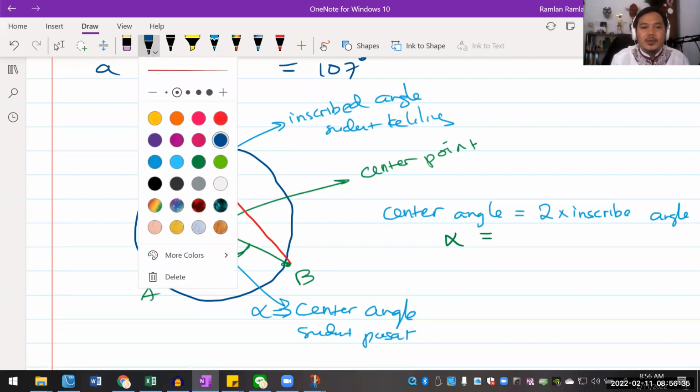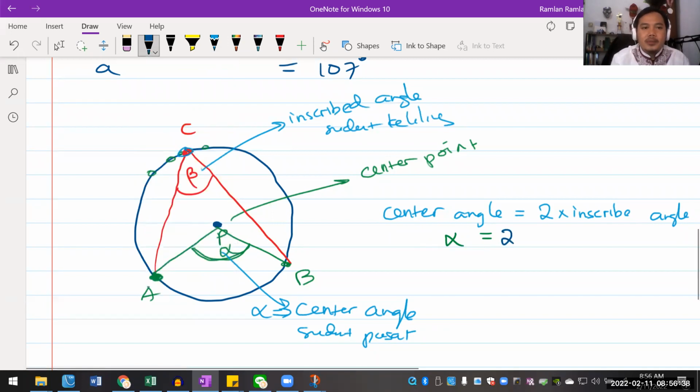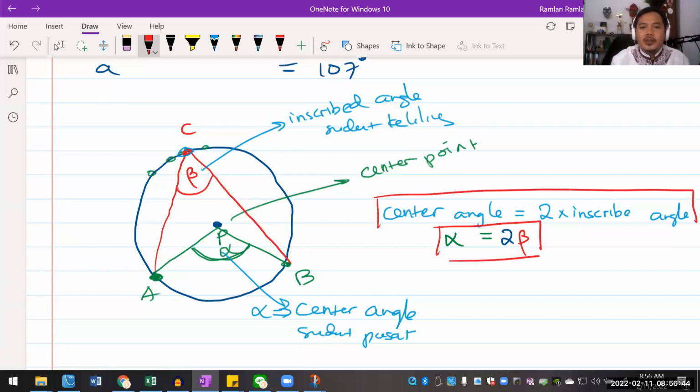So let me use blue first. 2 times beta. Beta is the inscribed angle. Okay, so here we go. This is the conclusion. Thank you very much, Kiko.